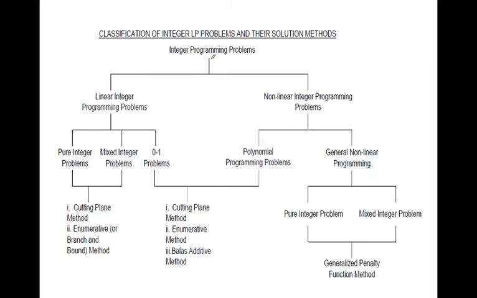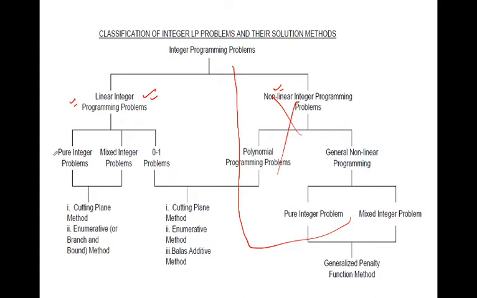So this is the classification of the integer programming problem. It could be classified into two categories: the linear programming problem and the non-linear programming problem. For the linear case, there are three different types: pure, mixed, and 0 1 problems. The non-linear programming problem is not included in your syllabus, so we are not going to discuss this section.